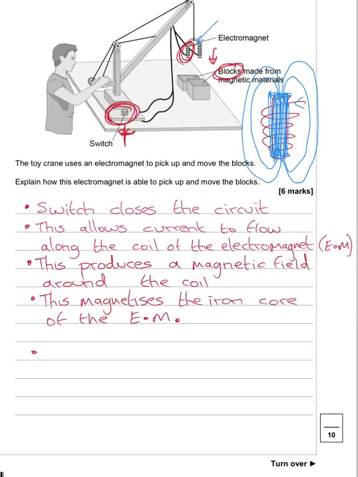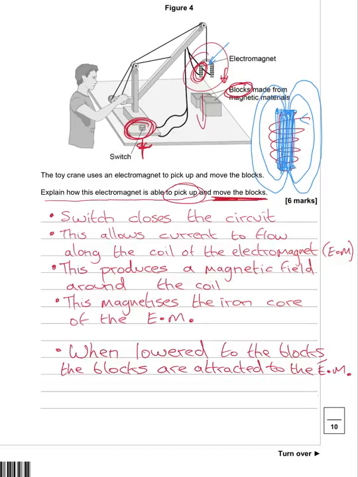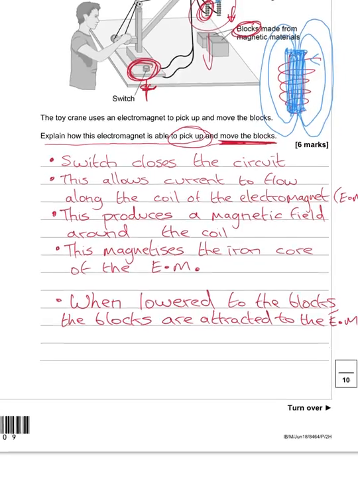This then, of course, when you lower the toy down to the blocks, will be attracted. So make sure that you're answering the question. So the question says, explain how this electromagnet is able to pick up and move the blocks. So you still need to finish answering the question. So you've explained how the electromagnet has turned on and become an electromagnet. Now you need to explain how it's able to move the blocks. Obviously the blocks need to be attracted to the electromagnet. So when lowered, the blocks are attracted to the electromagnet.